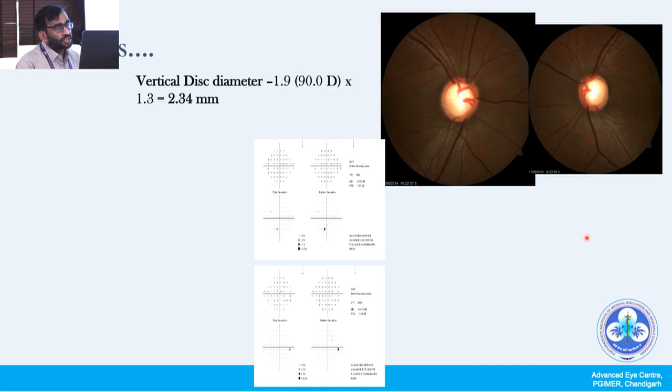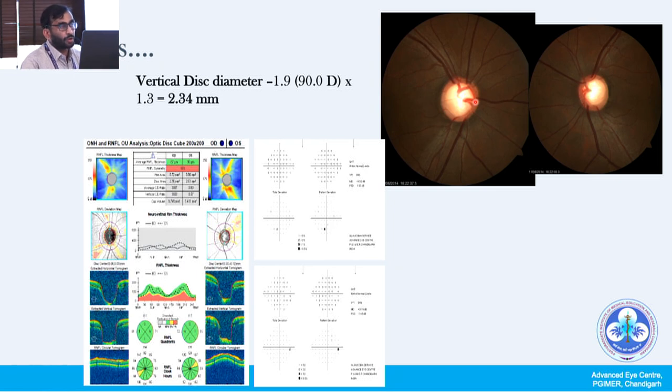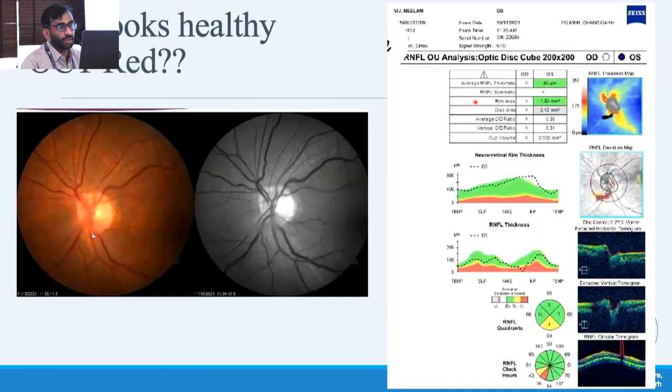So this is a large disc. A large disc is also okay; sometimes you may label it as a glaucomatous disc. On corroborating, the OCT appears normal and the visual field also appears normal.